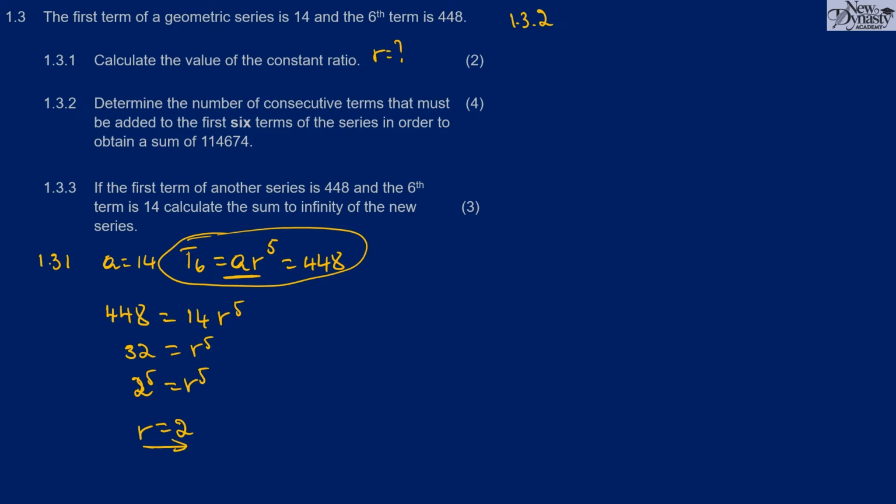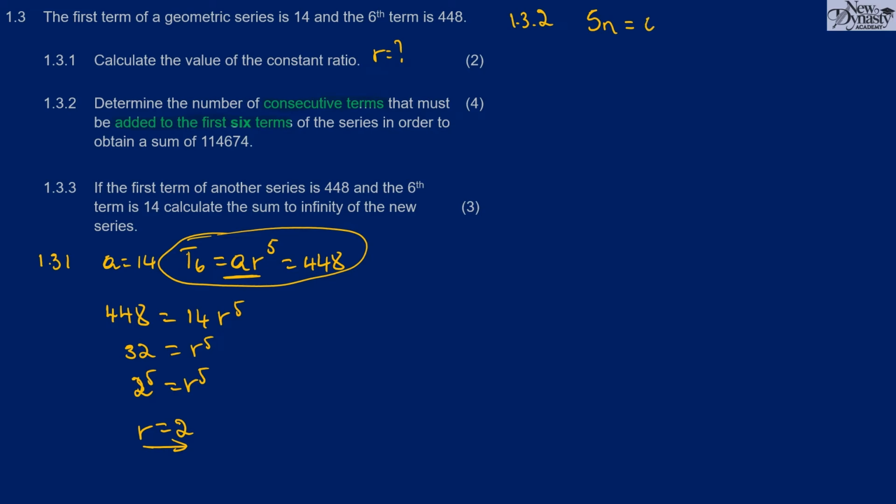Determine the number of consecutive terms. The most important thing, the number of consecutive terms. It means these numbers are following each other, and these numbers must be added to the first 6 terms. Now, what do you think of when you talk about consecutive numbers that are being added? You think of the sum. And what type of sequence are we working with here? We're working with this geometric sequence. So we're going to write the sum formula for the geometric sequence, because the examiner requires us to find the consecutive terms that are added.